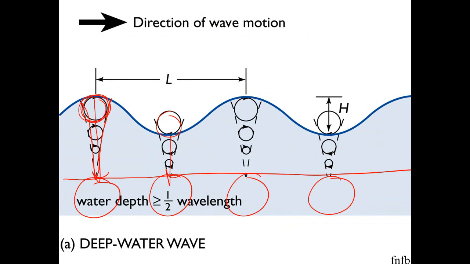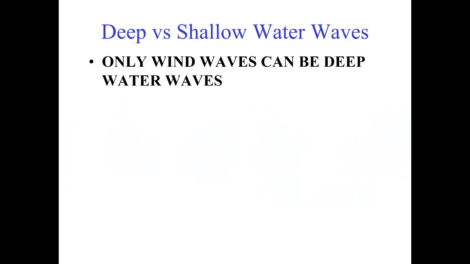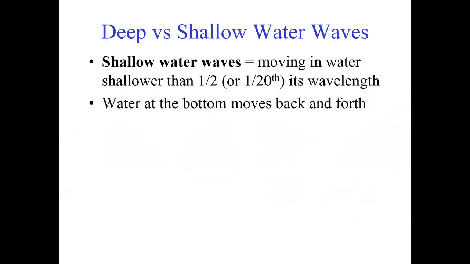Remember, a deep water wave is a wave in which 1/2 of the wavelength is less than the water depth. Or the way it's written here, the water depth is greater than 1/2 the wavelength. Only wind waves can be deep water waves. So middle of the open ocean, those are wind driven. Now, of course, there can be other waves that occur in deep water. Doesn't mean that nothing else exists there, but wind driven waves are always a result in deep water.